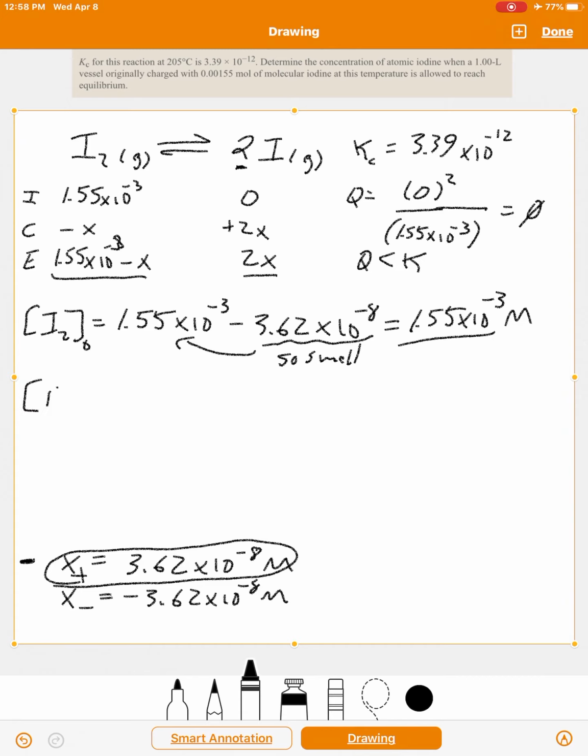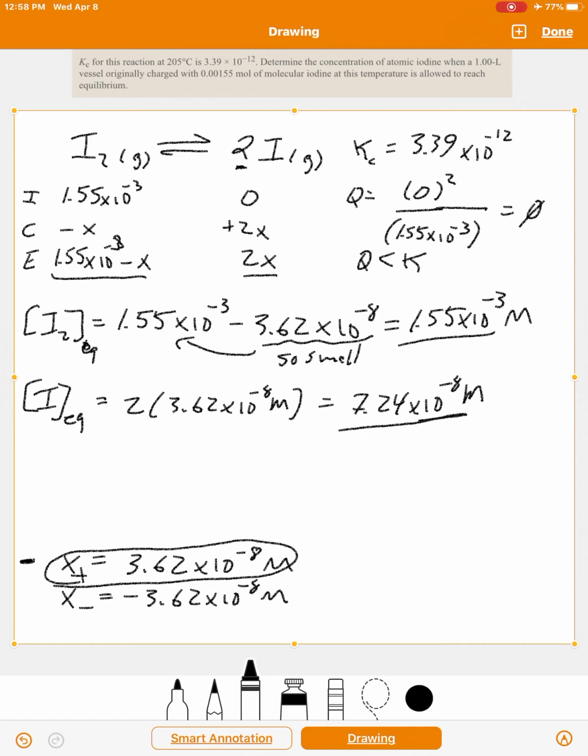The concentration of iodine, on the other hand, at equilibrium, is 2x. So it's 2 times 3.62 times 10 to the minus 8. So you get around 7.24 times 10 to the minus 8 molar. And there's our answer there. Okay, 3 sig figs. Do we need 3 sig figs? Yeah, I guess we need 3 sig figs. Okay, so let's check our answer.